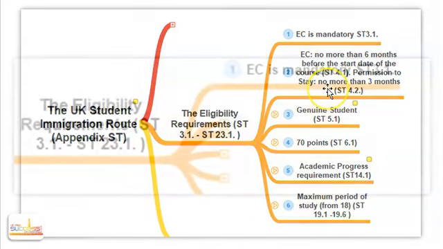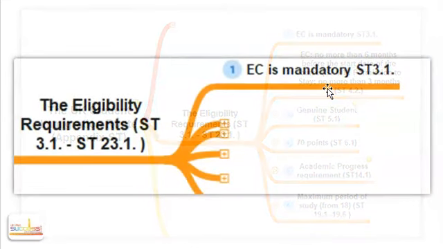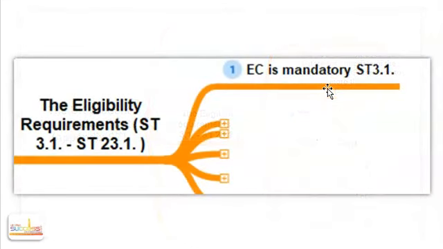First of all, the Home Office says that anyone who wants to come to the UK as a student must apply and obtain an entry clearance as a student.